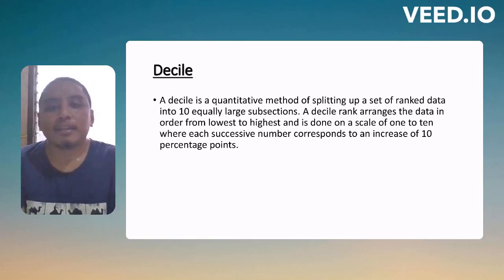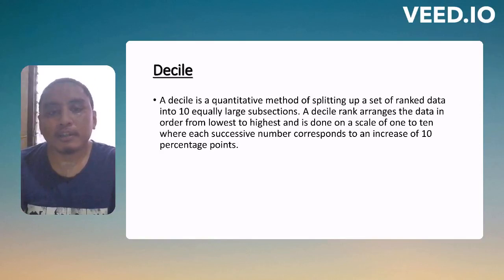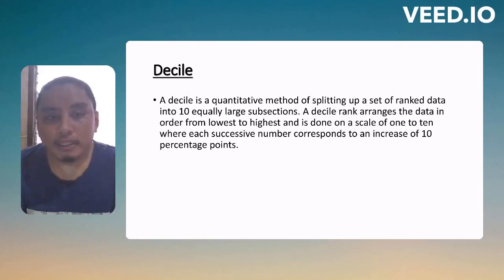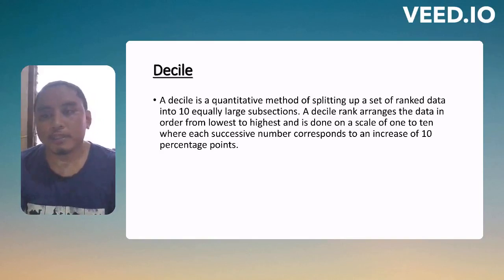Decile. Decile is a quantitative method of splitting up a set of ranked data into 10 equally large subsections. A decile rank arranges the data in order from lowest to highest and is done on a scale of 1 to 10, where each successive number corresponds to an increase of 10 percentage points.